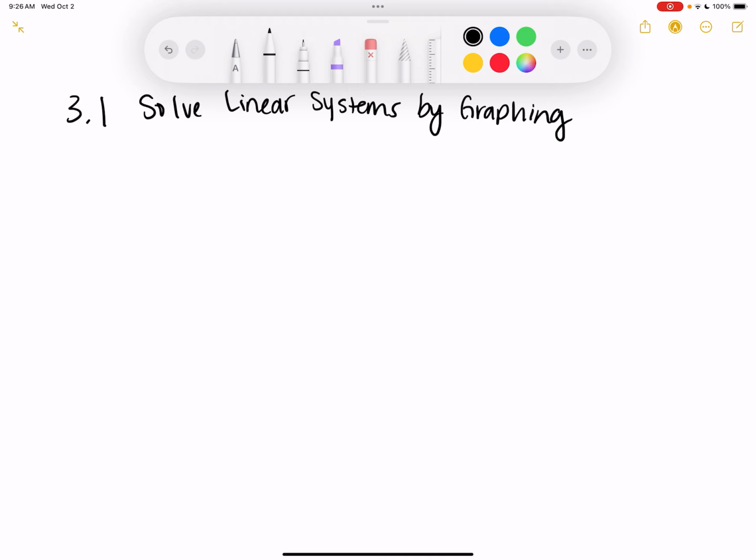Graph the linear system and estimate the solution, then check your solution algebraically.